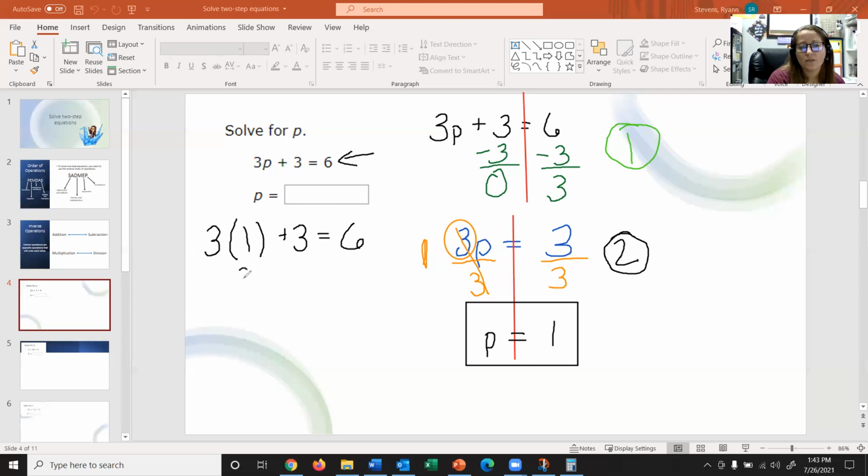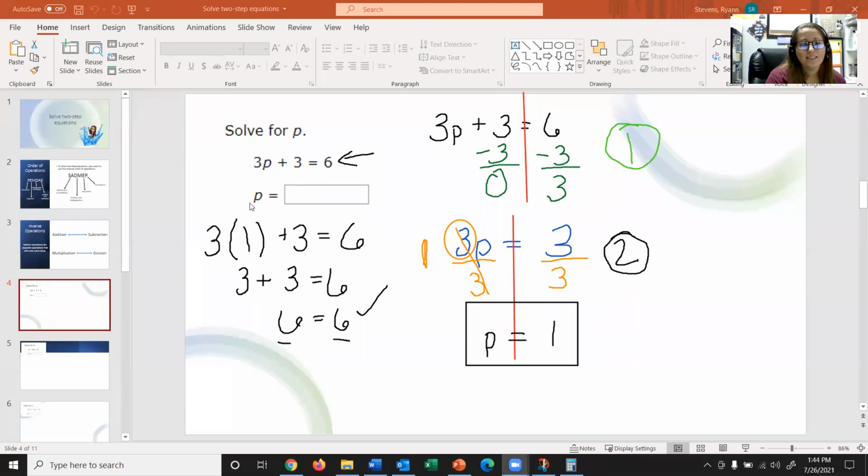3 times 1 is 3, plus 3 is equal to 6. And then 3 plus 3 is equal to 6. And so we can see that this does check. The purpose of checking it is that you want to get the same number on both sides of the equal sign. That will tell you you have a true statement. 6 does equal 6, and so you can say that P is equal to 1.